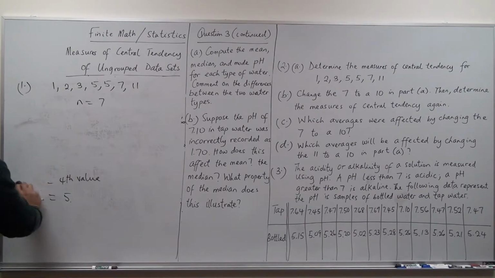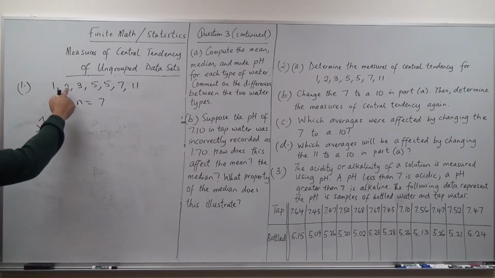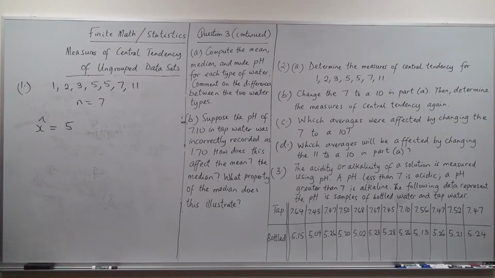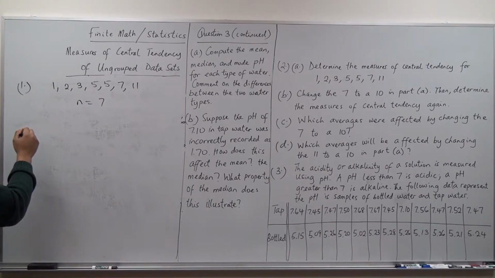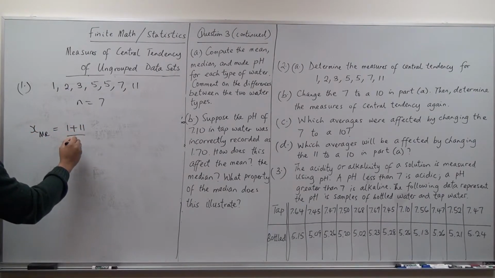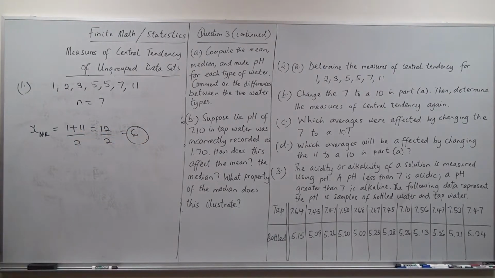Okay? Now, the mode is what? 5, because it appeared twice, right? And the mid-range, XMR, is what? 1 plus 11 over 2, which is 12 over 2, which is 6. That's the mid-range. Alright?